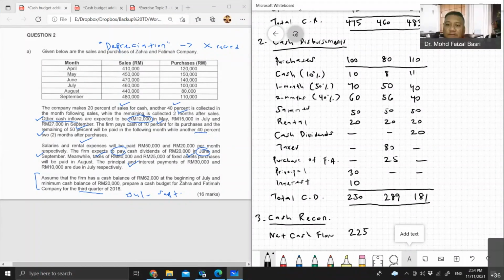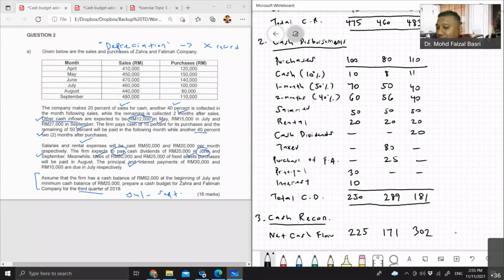Can you calculate for me August and September? August 171. Thank you. And for September, 302. Okay. So what does this represent, net cash flow?